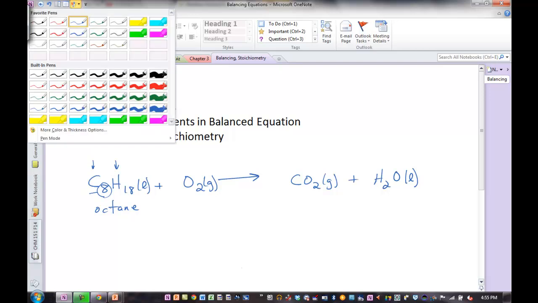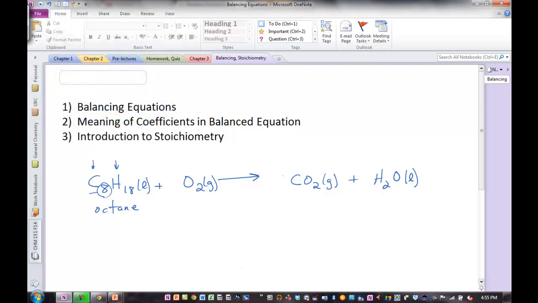So we balance by adding coefficients. Let me just choose a different color here. Let's balance with green. So 8 for CO2. That gives us 8 carbons. All right. Now, once you're done with everything besides hydrogen and oxygen, go to hydrogen. We see we have 18 hydrogens, so we're going to need a coefficient of 9. 9 times 2 is going to give us 18 hydrogens.